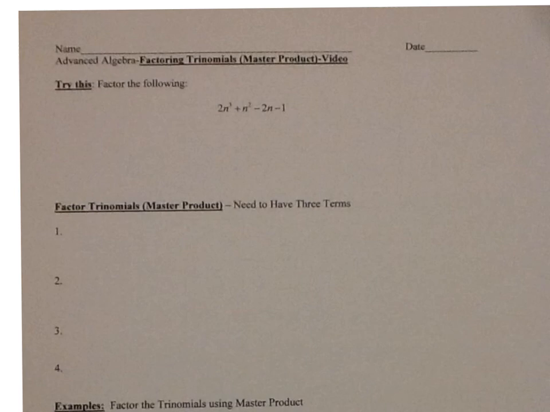Today what we're going to be working on is factoring trinomials, and for that we use master product. That's the process it's called. So I'd like you to try this, which is to factor this polynomial. I'll give you a little hint: it is 4 terms, so there is a specific process that we think of when we have 4 terms. So give it a try and then come back and check your answers.